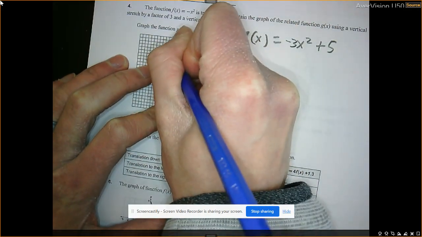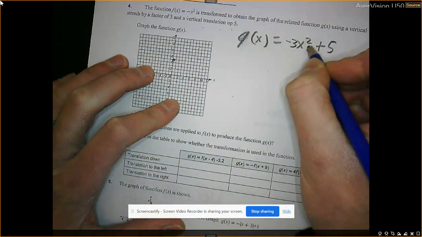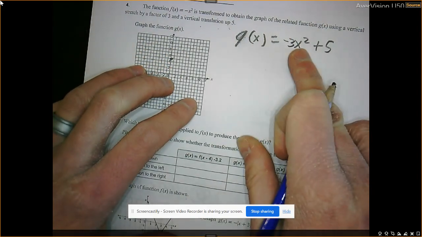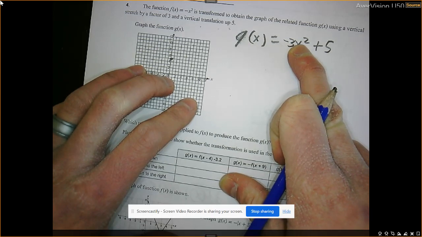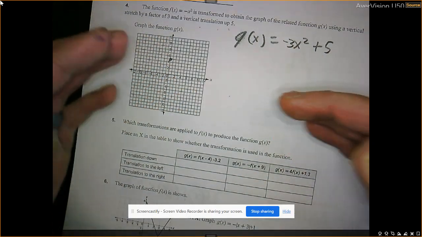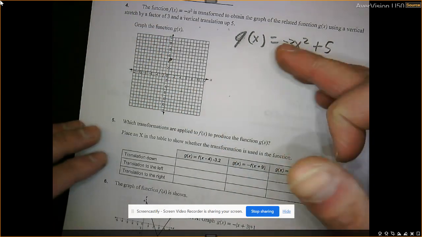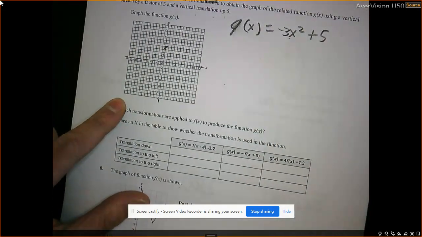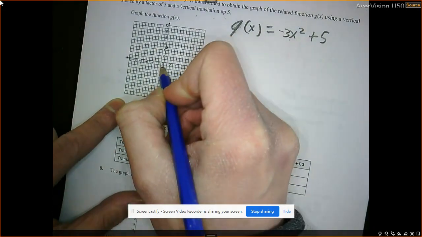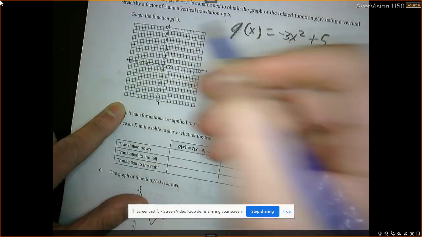How do I know we're not going left or right at all? Because there's nothing being added or subtracted from x here. If there is something being added or subtracted from x, like in parentheses x plus 2 parentheses squared, well, then that would mean we have to move left or right a little bit. But nothing is happening to x. It's just being moved up 5. So that's how I know I have to go up here.